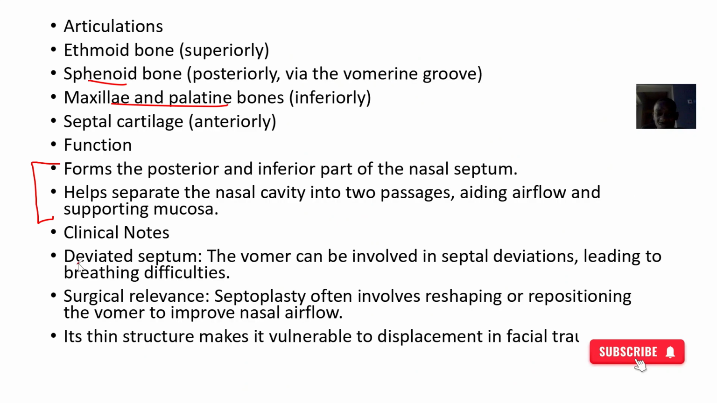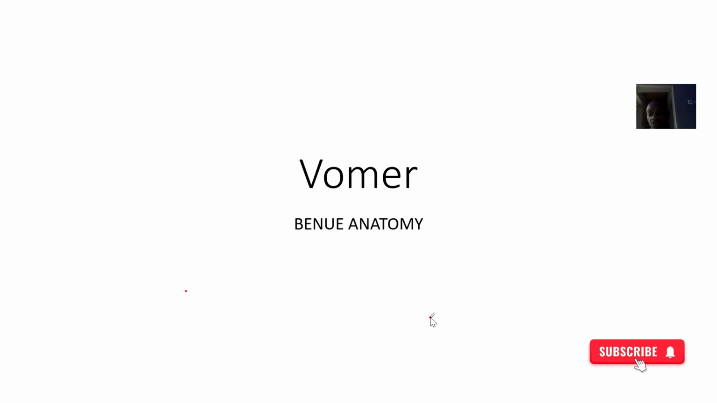Clinical notes: you could have a deviated septum. The vomer could be involved in septal deviations leading to breathing difficulties, and there's a surgery for that, also known as septoplasty. They do it to reshape the vomer. Its thin structure also makes it vulnerable to displacement if there's a lot of trauma to your face. So that's what we've got for the vomer bone and basically its anatomy.